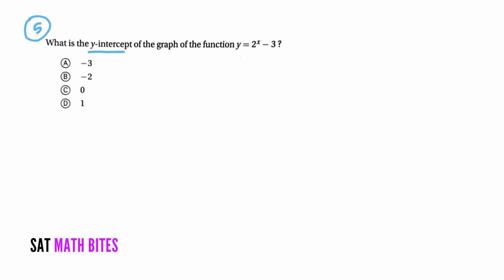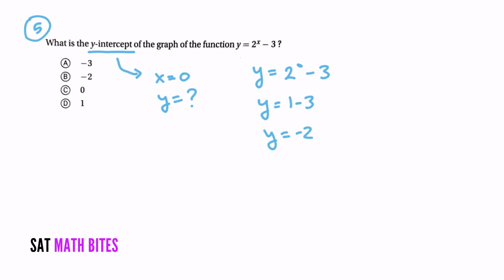On number 5, we want to find the y-intercept. So when we find the y-intercept of a graph, that means x equals 0, and we want to figure out what y is. So all we do here is we substitute: y equals 2 to the 0 power minus 3. So this becomes y equals 1 minus 3, y equals negative 2. So the answer for this question would be B.